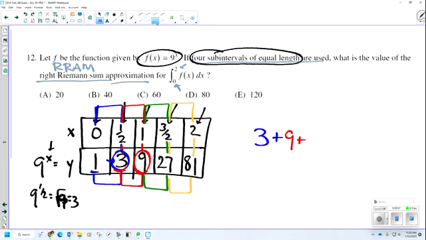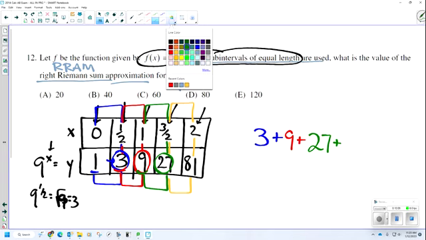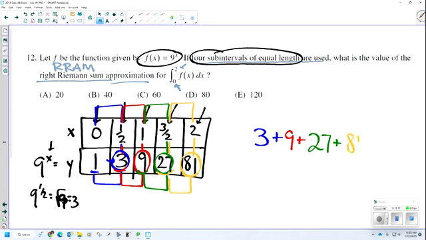Green. Okay, I have 9 on the left and 27 on the right. Again, this is right, RRAM. And last but not least, my orange rectangle, I have 27 on the left and 81 on the right. I want 81. Okay, so I'm going to add these all together. 9 and 81 is 90. 3 and 27 is 30. If I add them, it's 120. Do not forget, because 120 is there.